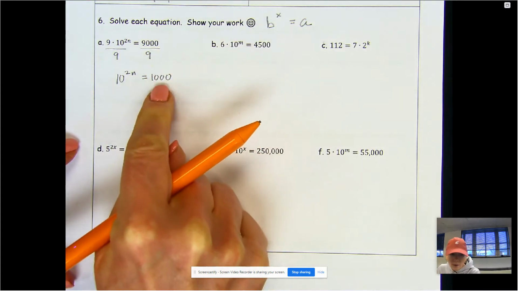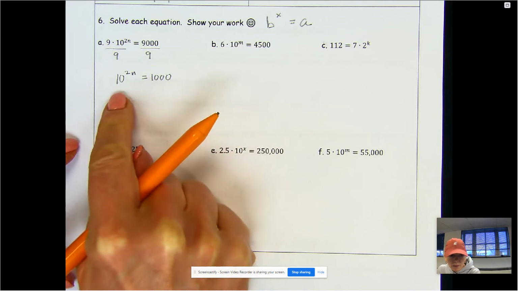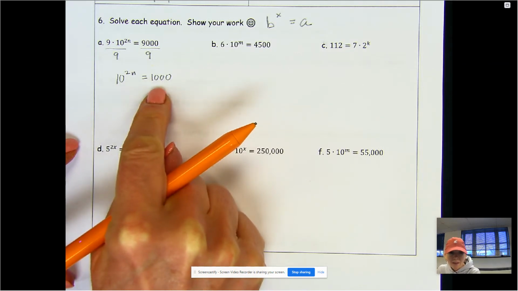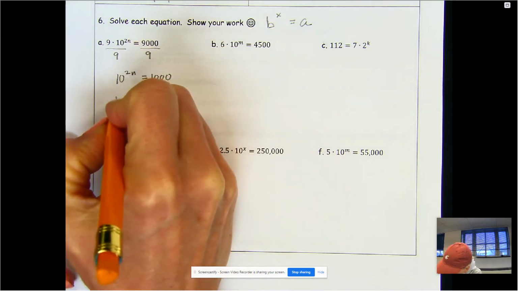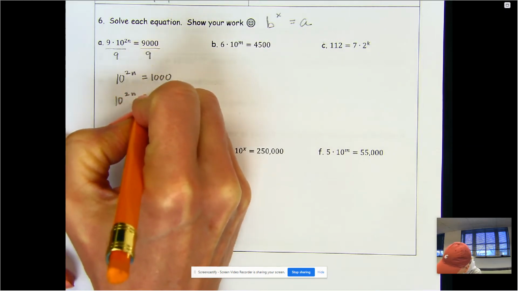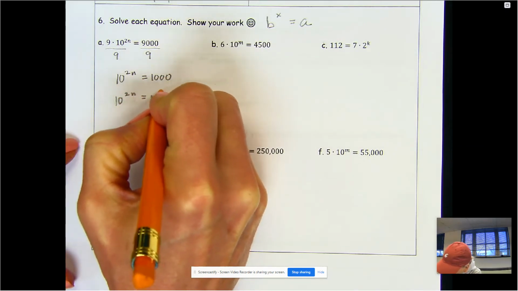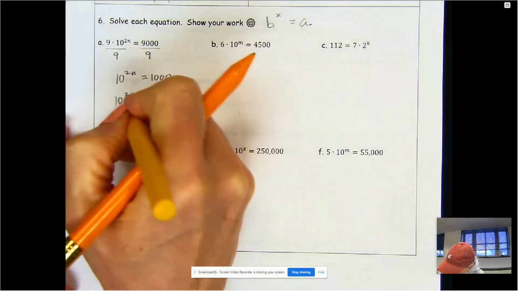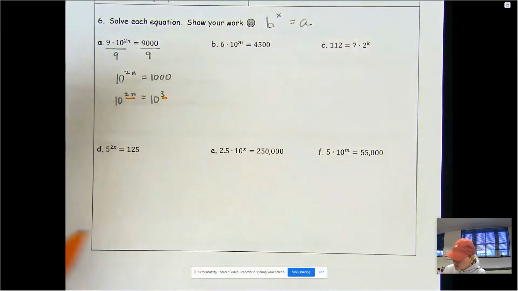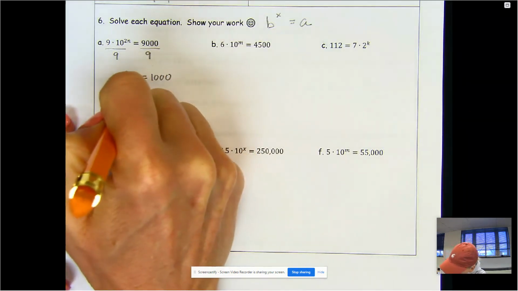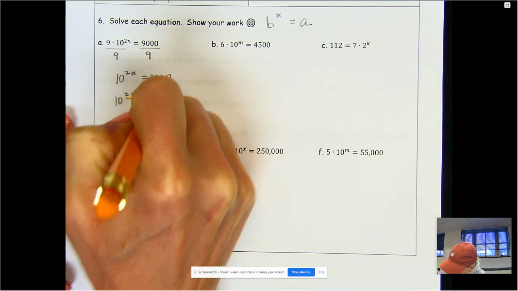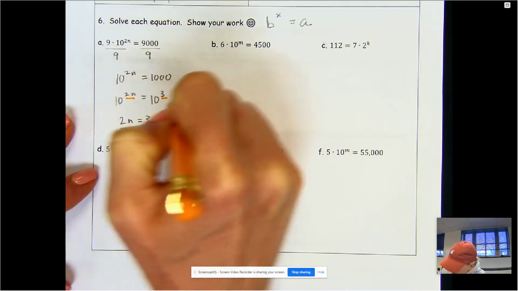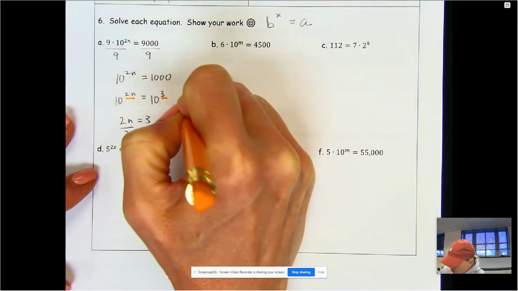Okay, so 1,000 happens to be a power of 10. 1,000 is exactly 10 to the third. So what that tells me is I can say, oh, well, 10 to the 2n is equal to 10 to the third. And so the 2n must be equal to 3 because if they have the same base, they have to have the same exponent in order to actually be equal. So if 2n is equal to 3, simply divide by the 2 and you get 1.5 or 3 halves.